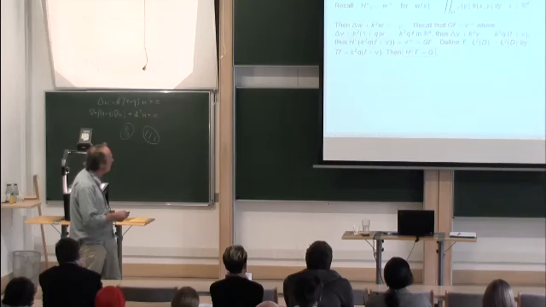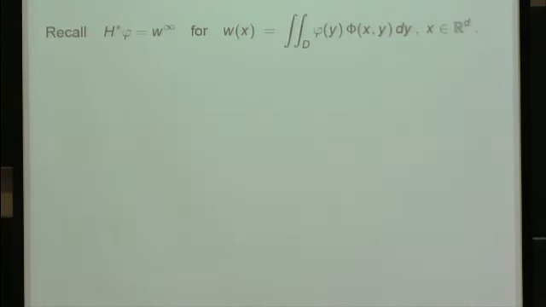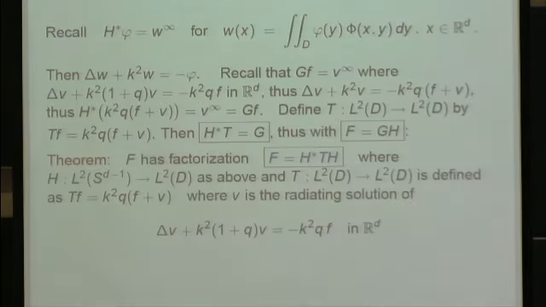Okay, now we substitute this G into the previous equation, into here, and we get F has a factorization in this form, where H is as above, T is this, and V is the solution of that equation. Okay, so we have now a factorization of that.